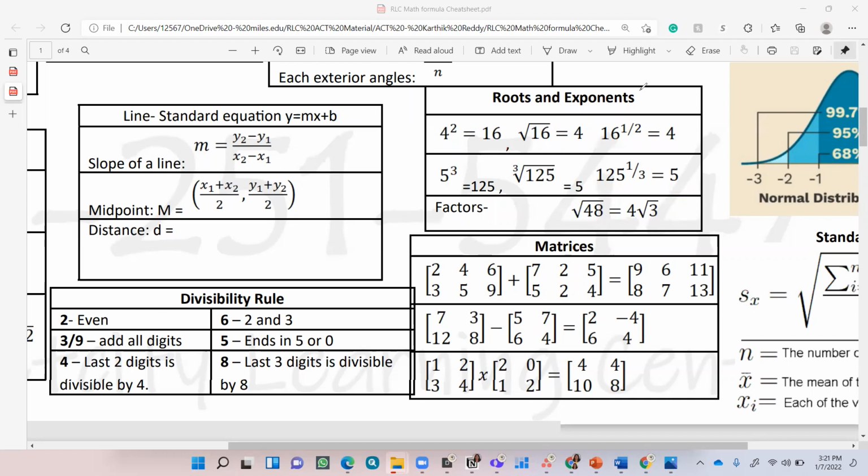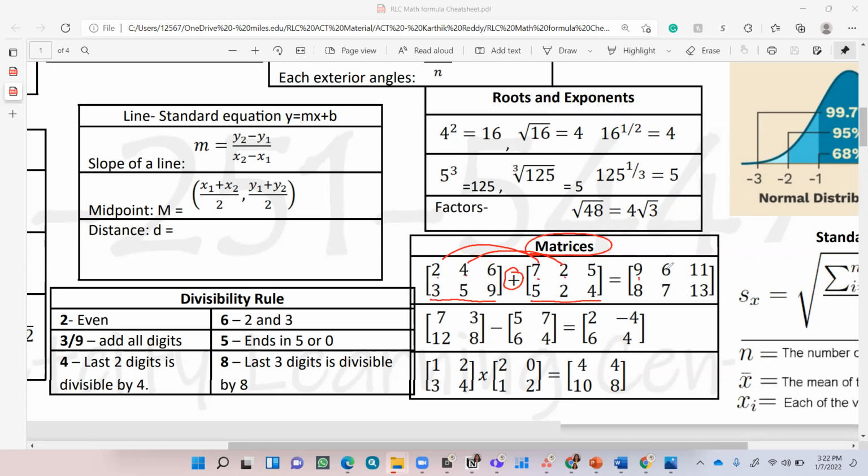Okay, let's move on to matrices. If you have the same size, then you can add them. Basically, you add the corresponding positions. So 2 plus 7 is 9.